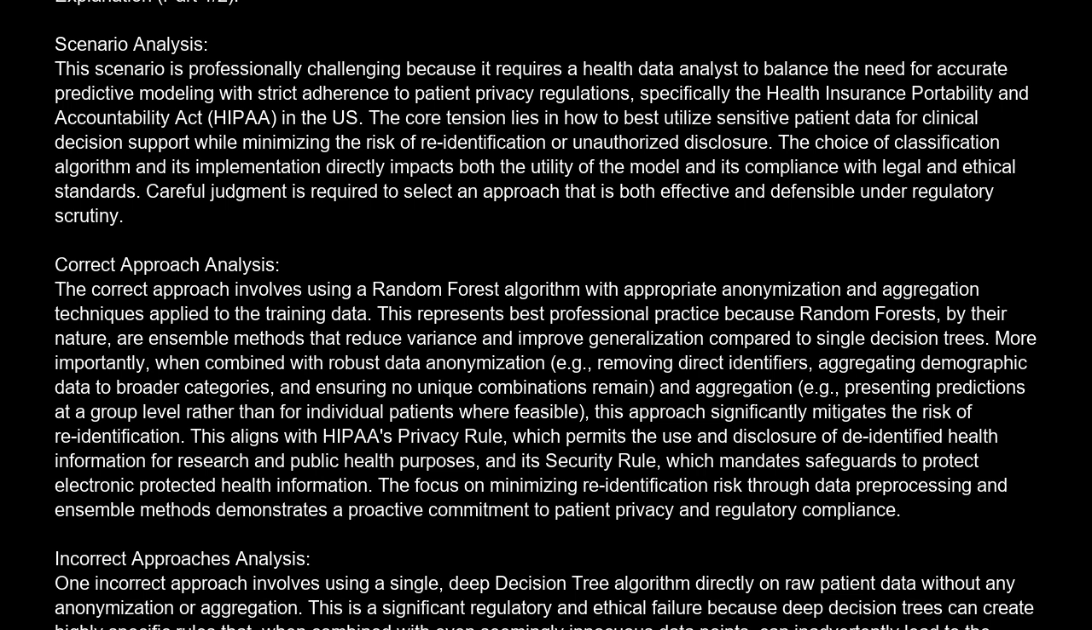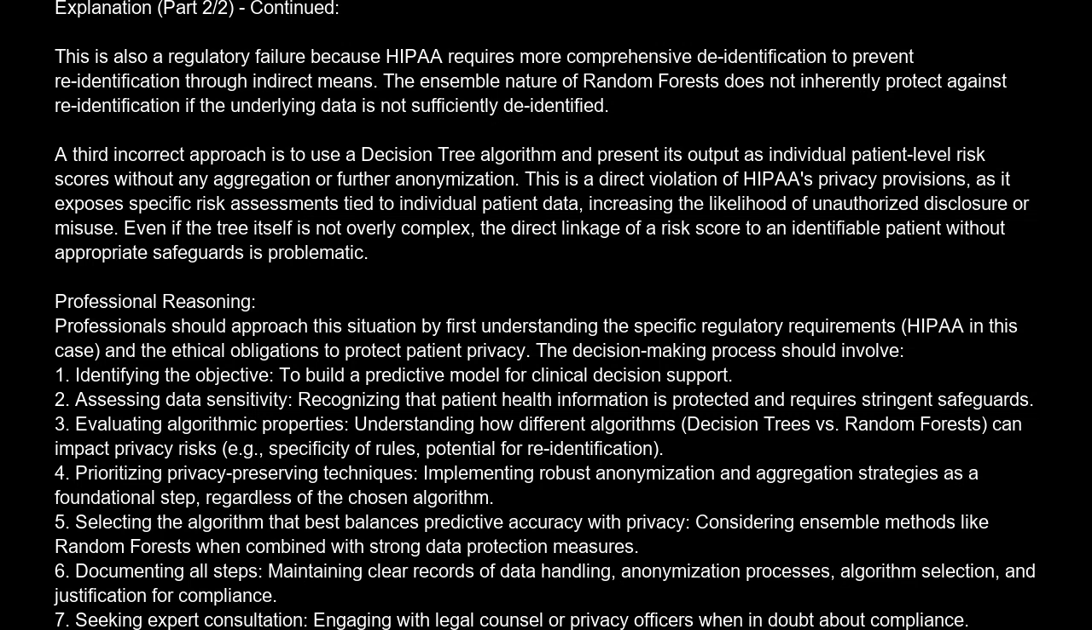Another incorrect approach is to use a random forest algorithm, but to apply only minimal anonymization, such as removing only direct identifiers like names and social security numbers, while retaining granular demographic and clinical details. This is also a regulatory failure because HIPAA requires more comprehensive de-identification to prevent re-identification through indirect means. The ensemble nature of random forests does not inherently protect against re-identification if the underlying data is not sufficiently de-identified.